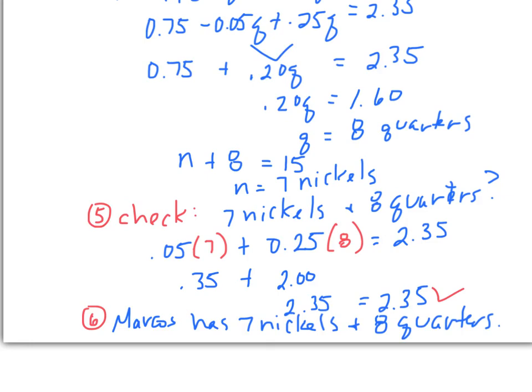And then last but not least, a nice little sentence putting our answers together. Marcos has 7 nickels and 8 quarters. That is the end of this lesson, and we'll do some practice in class.